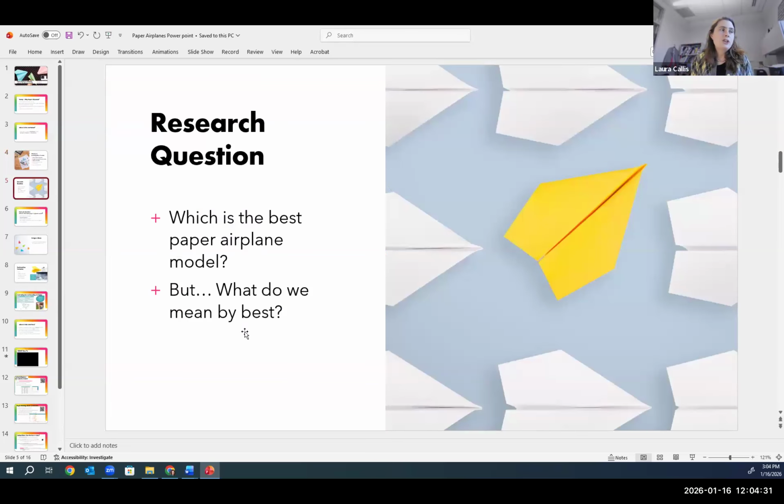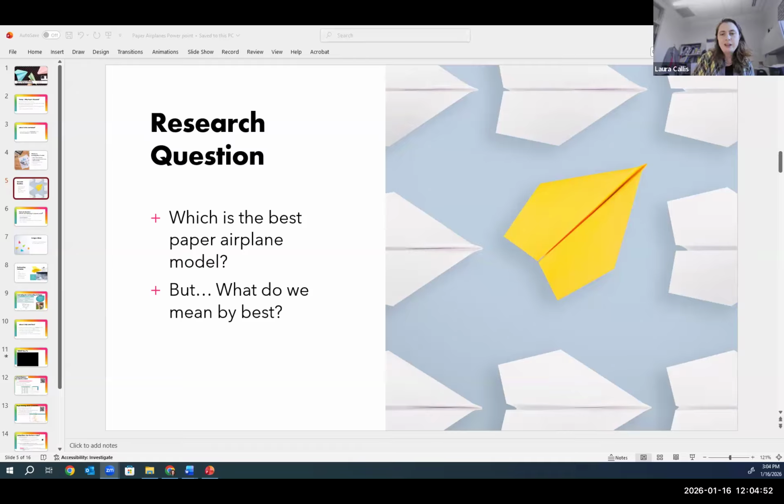So our research question, the first step, is which is the best paper airplane model? But in order to answer that, we have to make that question measurable. We have to talk about, well, what do we mean by best? So let's type in the chat, what do you think we mean when we say it's the best paper airplane model? What does it do?